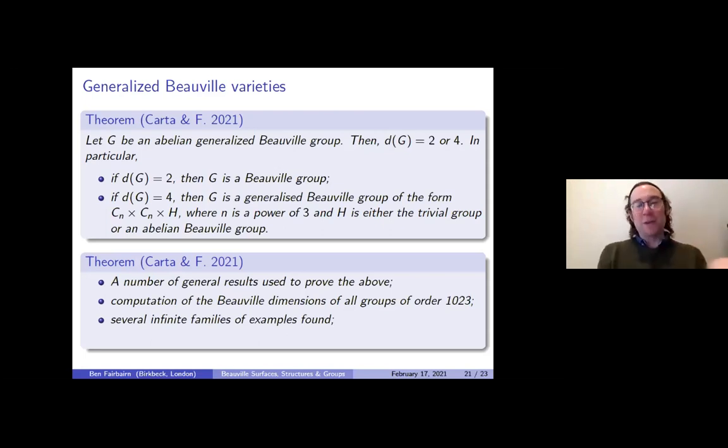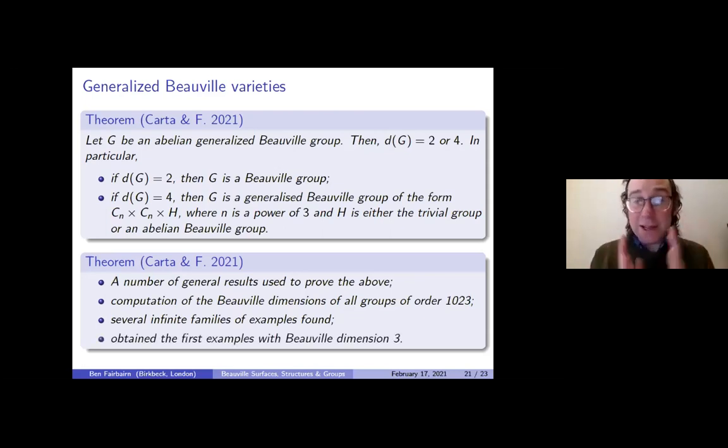On the basis of these computations, we're able to conjecture various nice families; several examples we found we realized fit into more general patterns. So, for example, if P is a prime congruent to 1 mod 3, then I can make C3 cross C3 act on the cyclic group of order P. And that semi-direct product turns out to be part of a general family. It turns out there are examples of Beauville dimension 3. None of them are very nice. So the smallest examples we found, there are two groups of order 3 to the power of 5.